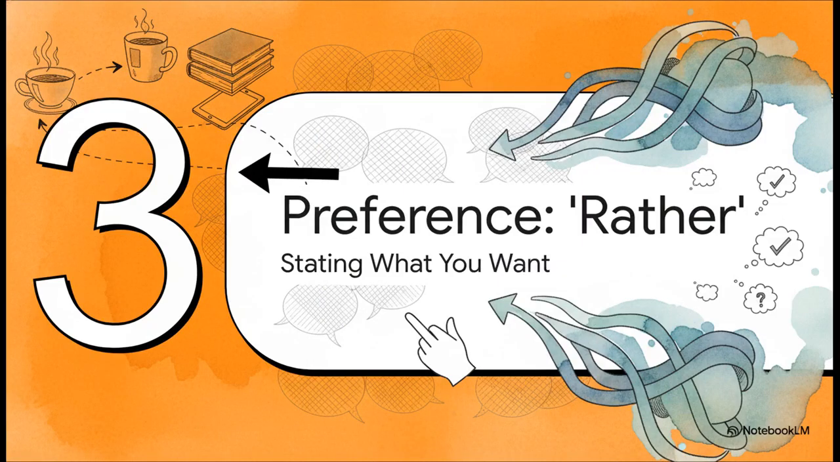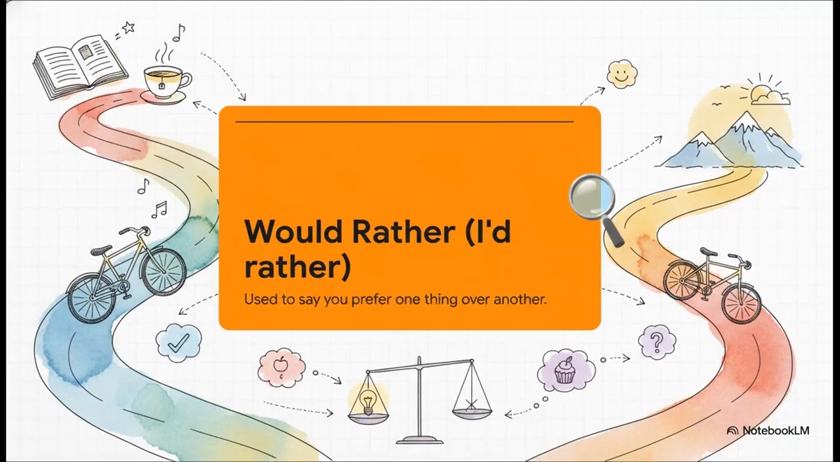Okay, so now we can agree with negative ideas and we can choose between two options. But what if you don't want to just choose? What if you want to say which one you actually prefer? Well, that is where our third and final word for today comes in: rather. The phrase is would rather, but let's be real, in conversation, we almost always crush it down to I'd rather, and it's all about expressing your personal preference. It's a really great way to say what you want clearly and politely, and it just has a little more personality than simply saying I prefer.